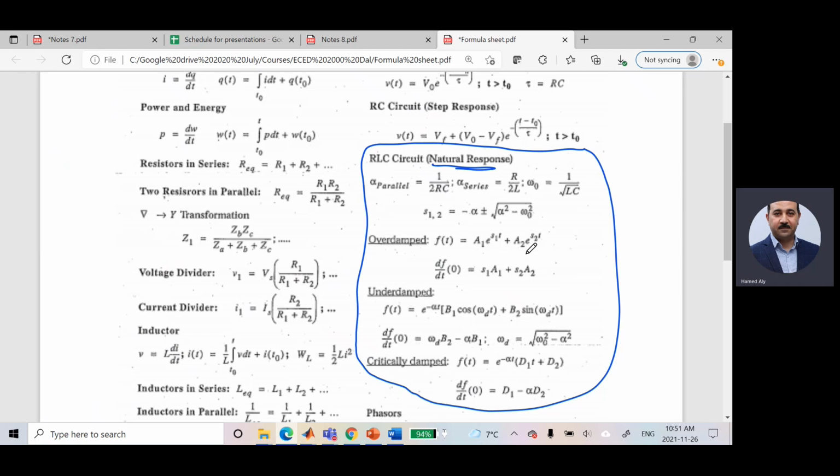In case of series RLC, and we are talking about step response, we derive the equation for the voltage or the current? The voltage. So f of t is representing the voltage. This is the tricky part. You have to put it in your mind. For a step response, parallel RLC, we derive the equation for the current. So f of t is representing the current. But for series RLC step response, we derive the equation for the voltage. So f of t is representing the voltage.